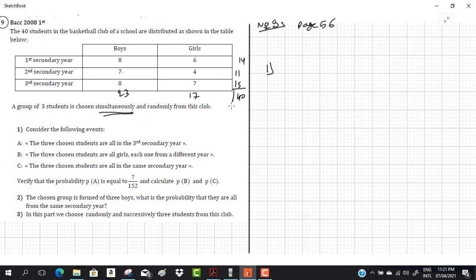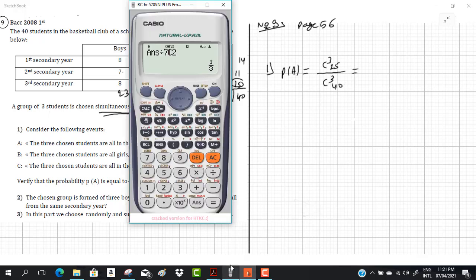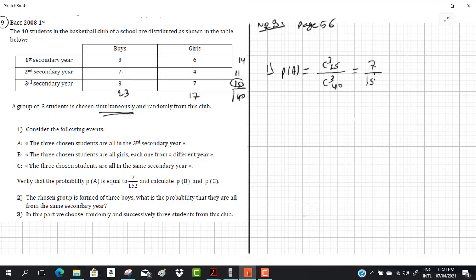Calculate the following events. Probability of the event A: the 3 chosen students are of the third secondary, so we choose them out of 15. C3 out of 15 over C3 out of 40. I can find the answer using the calculator: 15 C3 divided by 40 C3 gives 7 over 152.